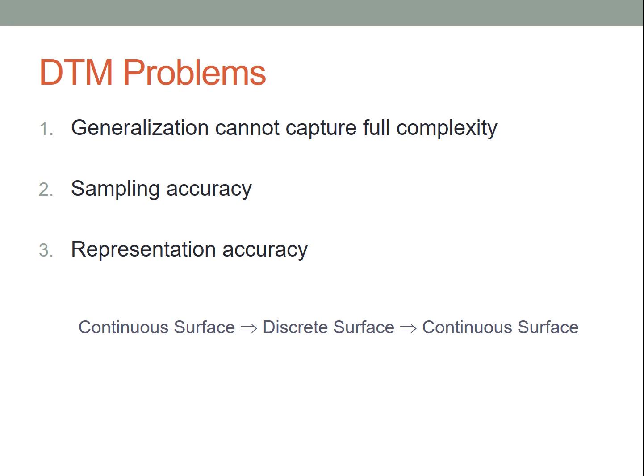That the further you go, the larger that ratio becomes, right? So the sampling accuracy is an issue. In LiDAR, we're going to spend a lot of time talking about accuracy with sampling and what LiDAR accuracy actually entails. And then we also have to worry about representation accuracy as well for the third problem.